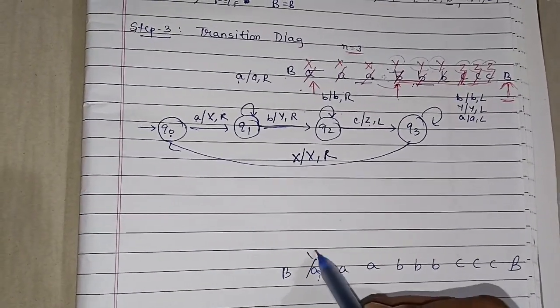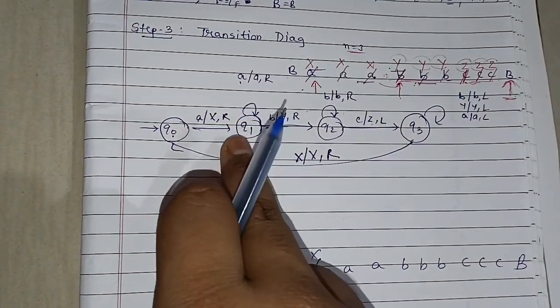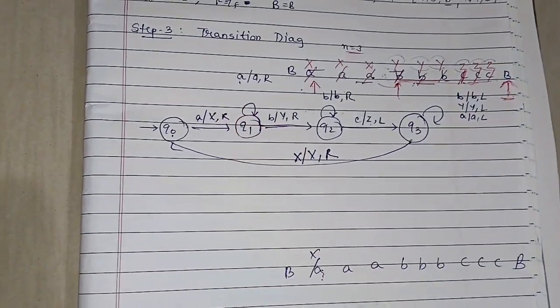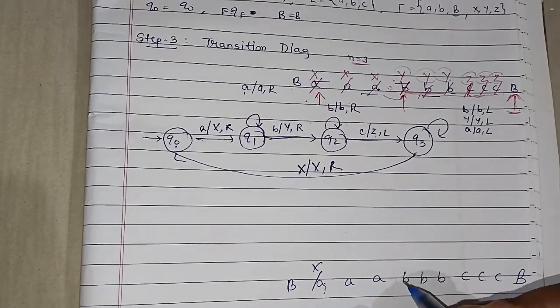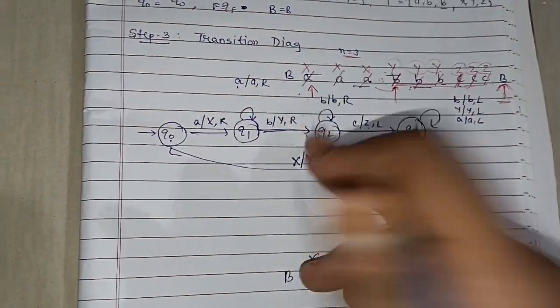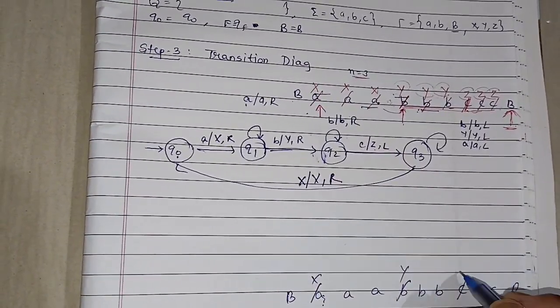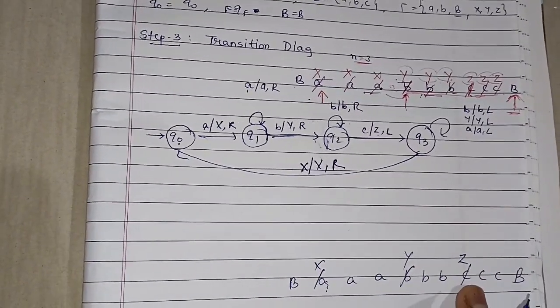In Q0, make A as X and move right. This will bypass, meaning this will traverse this. And if you get B, make it Y and go to Q2 and travel all the B's. If you get C, make it Z and move left.